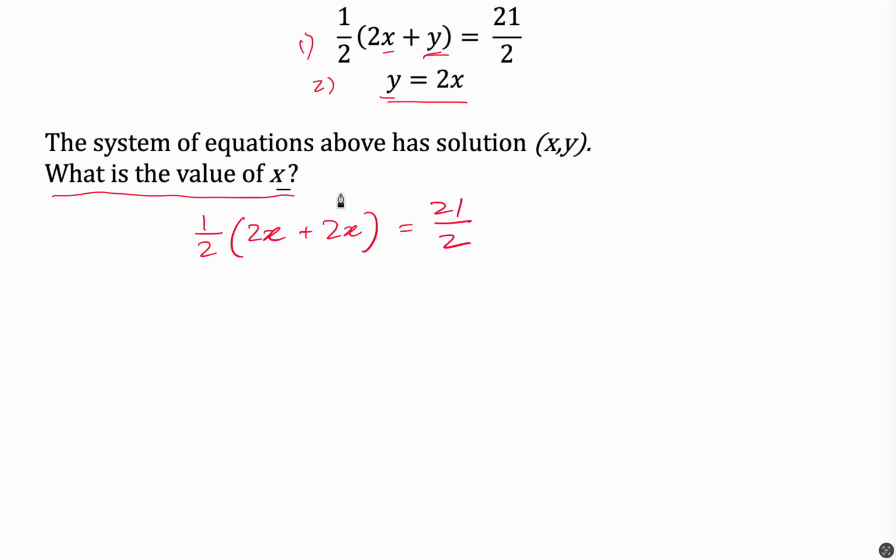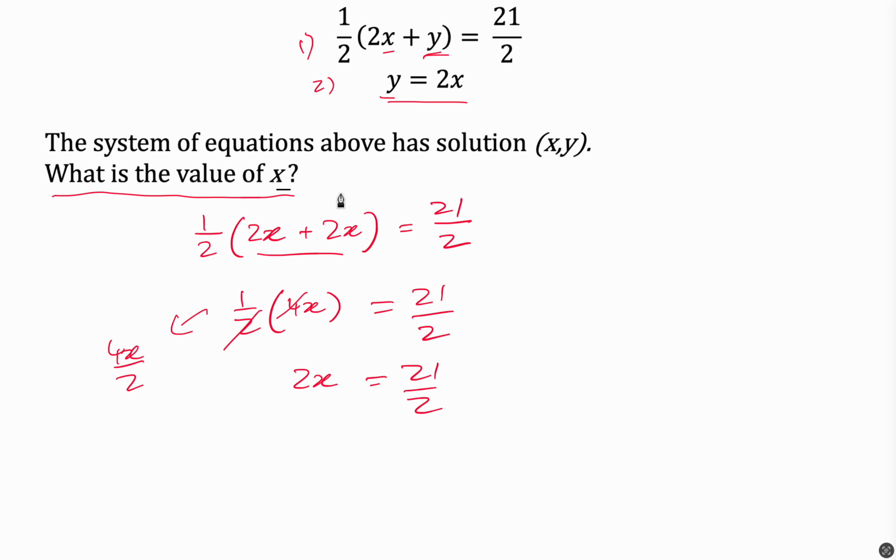Now, the next step is just to simplify inside the parenthesis. You have 1/2 times (2x plus 2x), that's 4x, equal 21 over 2. Okay, so you simplify the 4 divided by 2. This is basically 4x over 2. That's how you arrange it. So 4x divided by 2, you have 2x equal 21 over 2. Because over here it's a multiplication, you bring it over and divide, right? So x equals 21 over 2, the whole thing divided by 2.